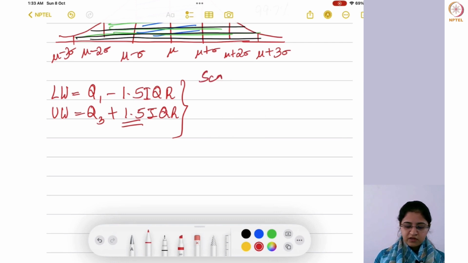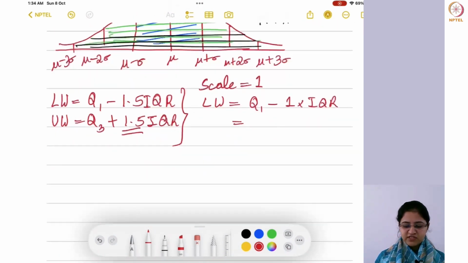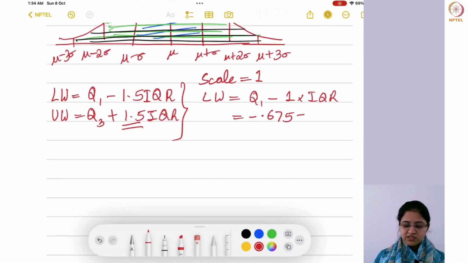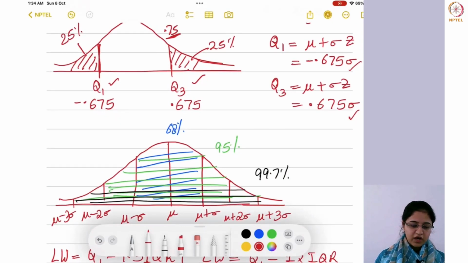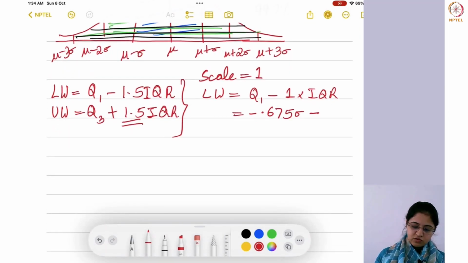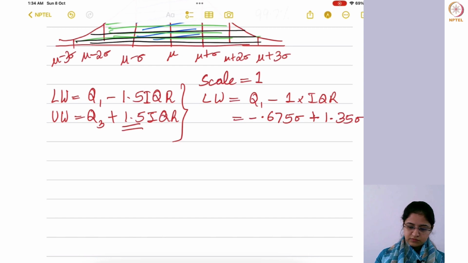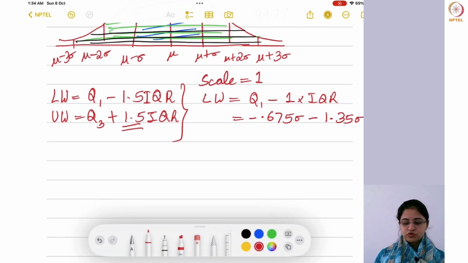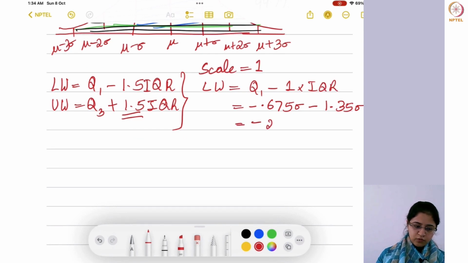Suppose we take the scale as 1. Then in that case, the lower whisker will be Q1 minus 1 times IQR. Q1 we have calculated initially as minus 0.675 sigma. So you will have minus 0.675 sigma minus IQR, which is Q3 minus Q1, so 0.675 minus minus 0.675. You add up these quantities and you get 1.35 sigma, and this corresponds to minus 2.025 sigma.